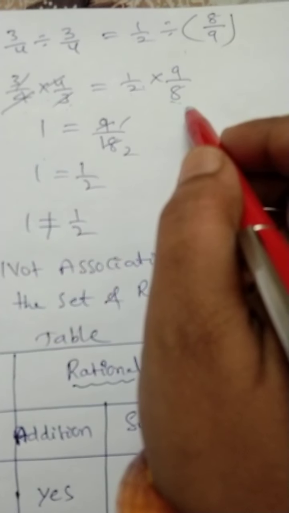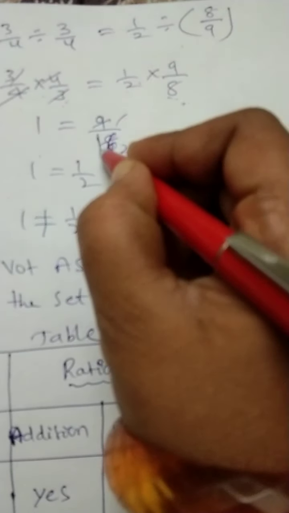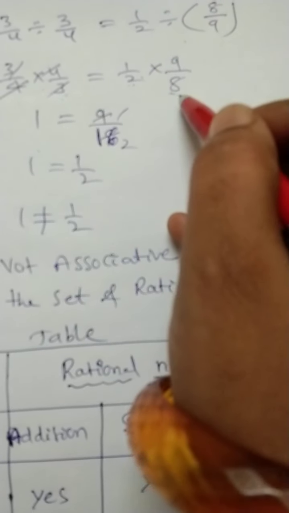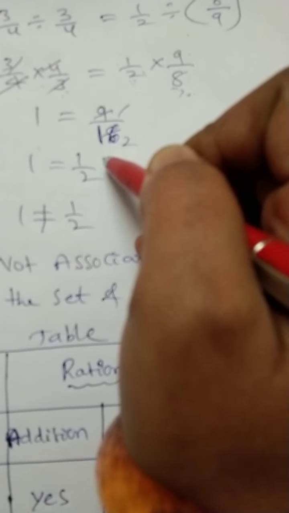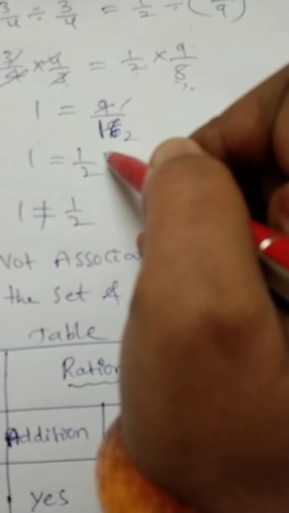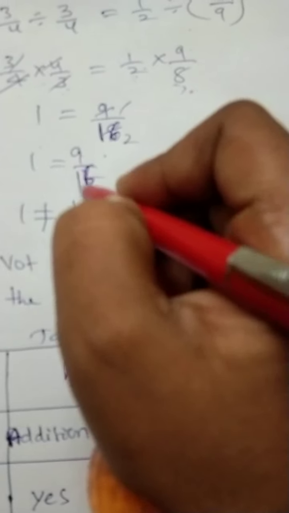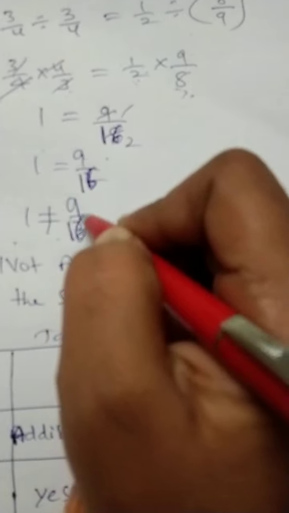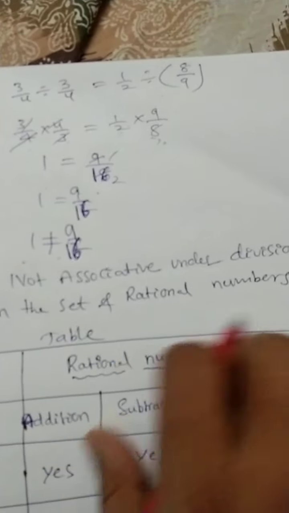Sorry, 2 8s are 16. Okay, now we have to take the numerators' product and the denominators' product. 1 9s are 9, 2 8s are 16. Okay, if there is any cancellation, do it, otherwise, there is no cancellation, directly 9 by 16, but both are not equal. 1 is not equal to 9 by 16. Okay, so not associative under division in the set of rational numbers.